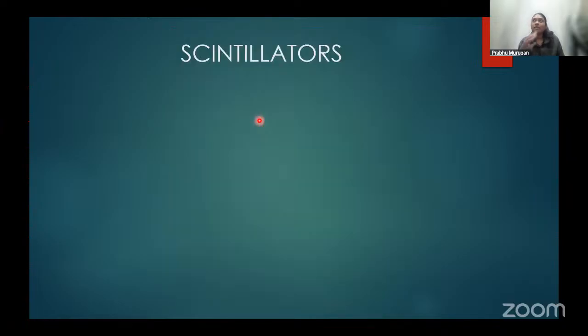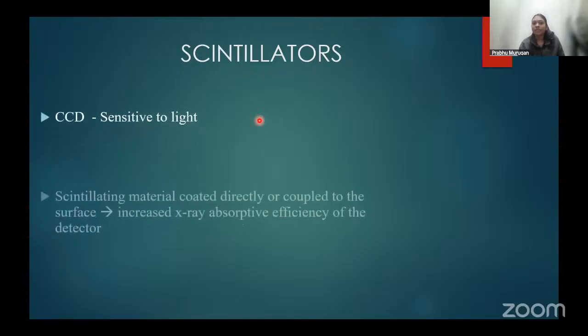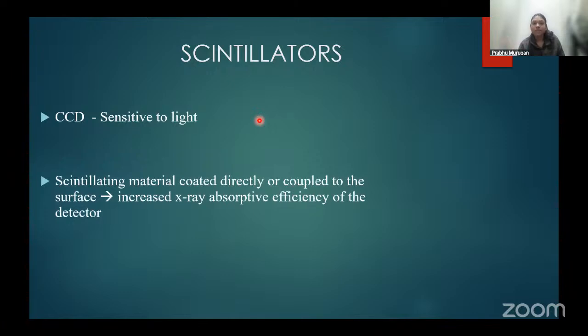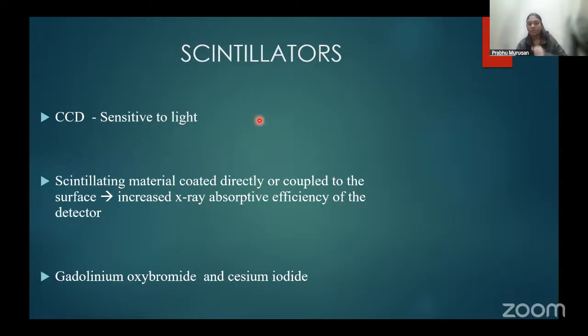That's it. So when it comes to your flat panel detectors, they are mostly used for larger images like your CT, CBCT and all. So this concept of scintillators is similar to your intensifying screens. It's almost just the same. Your charge coupled device is sensitive to light, so it makes use of the scintillating material to absorb the X-ray photon, convert it into visible light, and then give it to the sensor to give you the image, basically to reduce the radiation exposure. So the materials that are used for the scintillators are gadolinium oxybromide and cesium iodide. The concept is just the same as that of your intensifying screens. Okay, intensifying screens in case of your films, scintillators in case of your sensors.